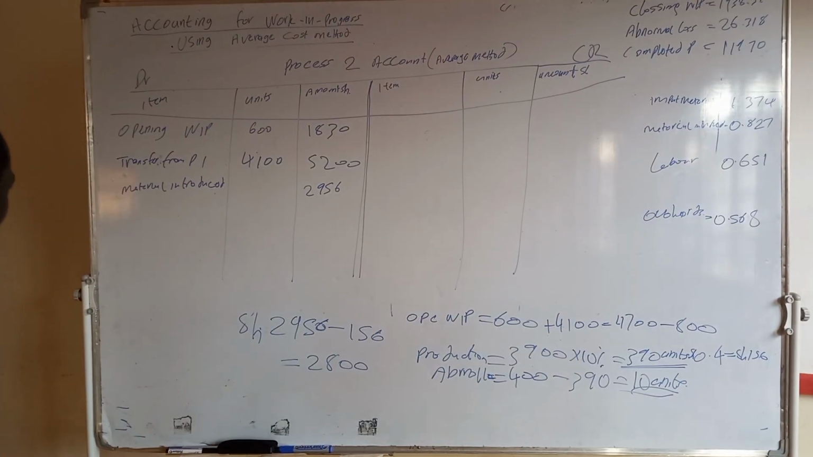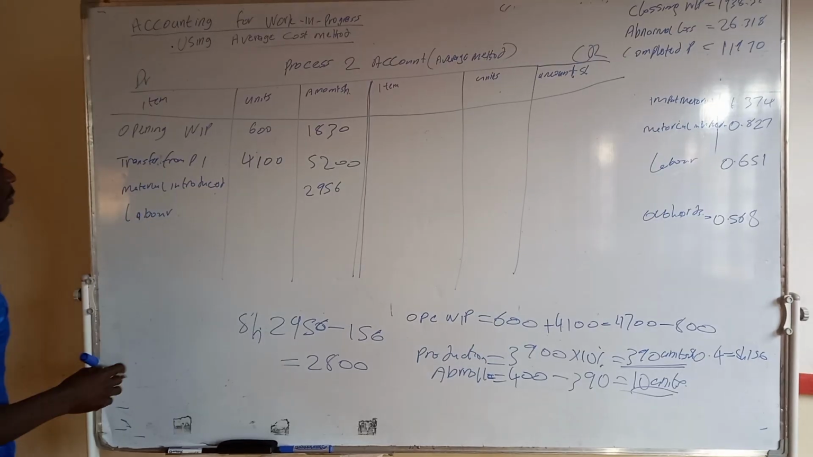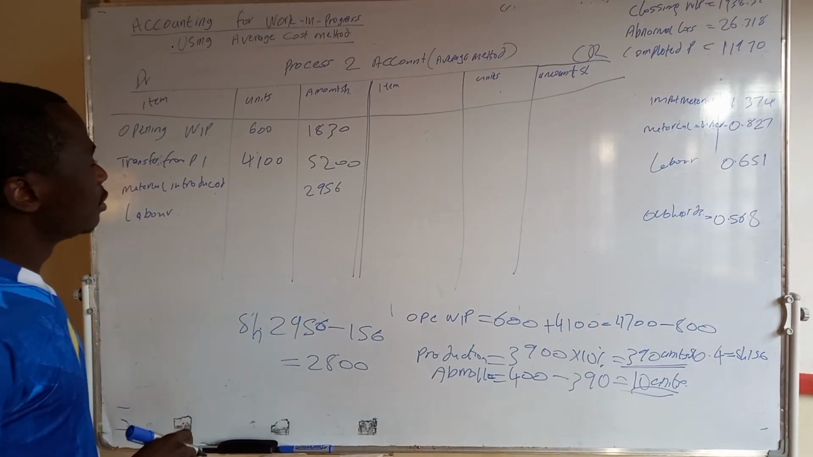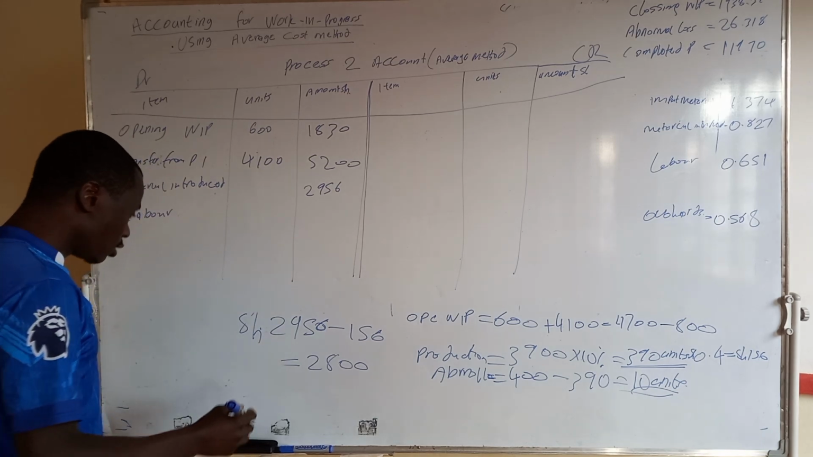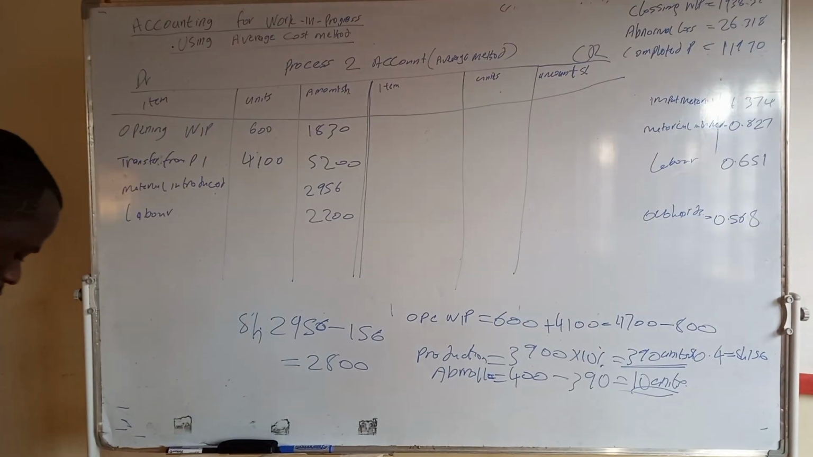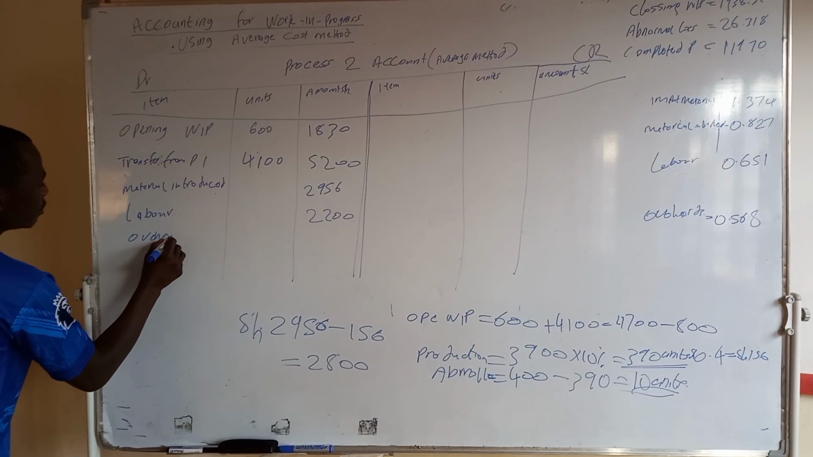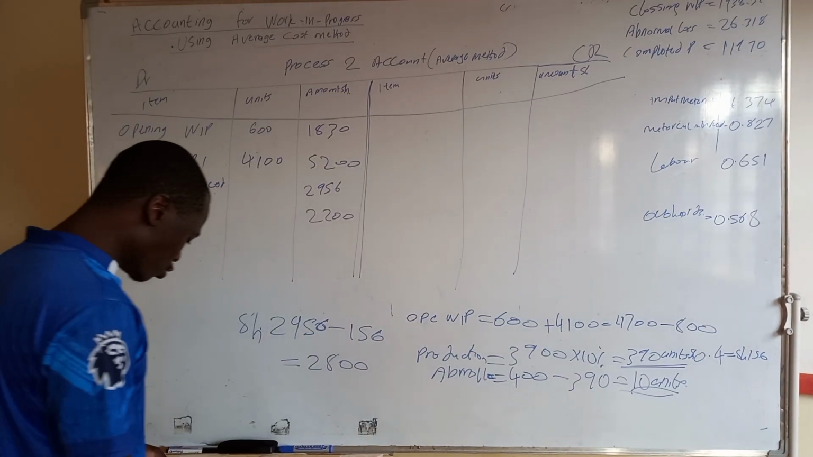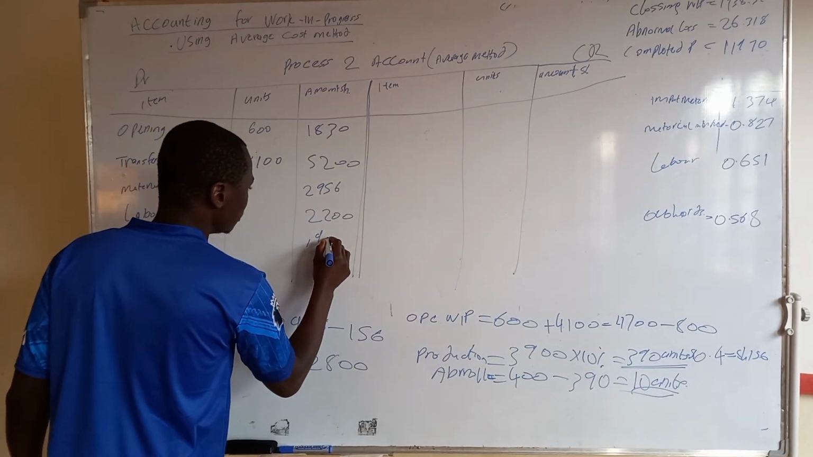Then we had labor, the same period. Remember, we are now using the cost within the very period. We had labor cost 2,200. Then we had overheads, which was 1,900.